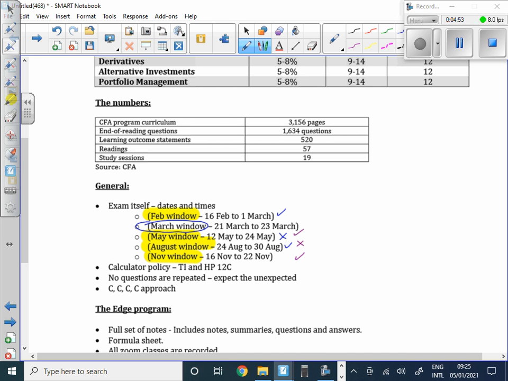Okay, but having said that, guys, it makes no difference which exam window you are booked for: Feb, March, May, August, November, all of them being 2021 exams. For all of those particular exams, they are onto the new format. What does it mean they're onto the new format?